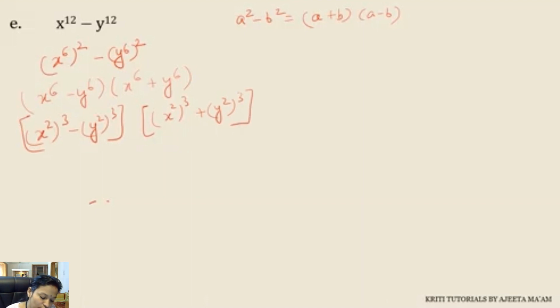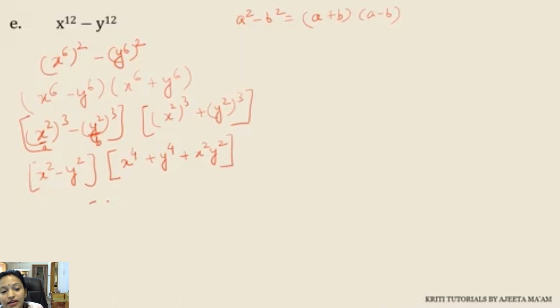Correct? Now, a cube minus b cube. We just did it in the previous question also. So, what will it be? a minus b. So here your x square is a and y square is b. Okay, a minus b, a square, that is x raised to 4, plus b square, that is y raised to 4, plus ab. ab is x square y square. Right? Now we will use the identity a cube plus b cube in the next factor.